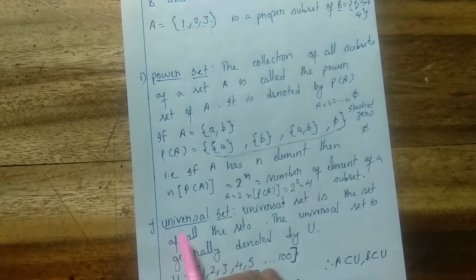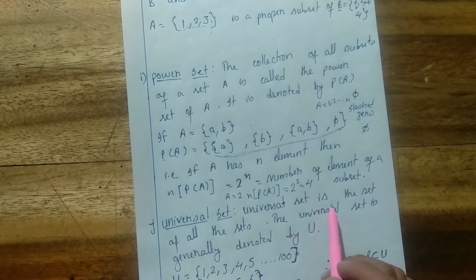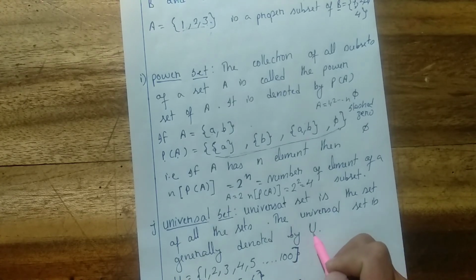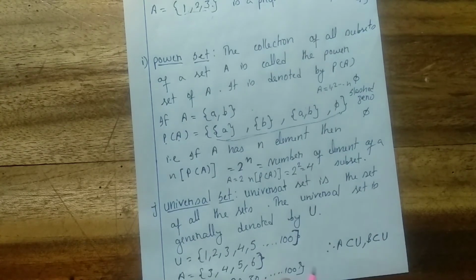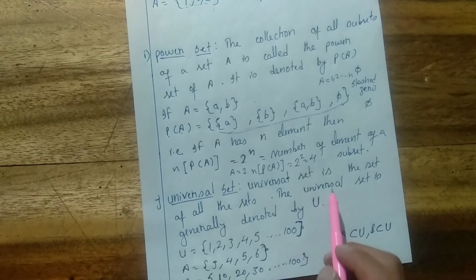Okay, now the universal set. So what is the universal set? The universal set is the set of all the sets. The universal set is generally denoted by U. Okay, just take it as U. See, universal set means all the elements of A and B should be present here. See, universal set U equals 1, 2, 3, 4, 5 till 100, right? Yeah, it's the natural numbers.